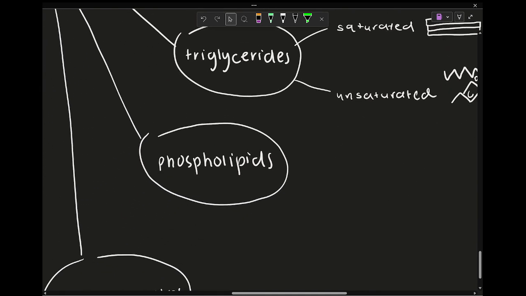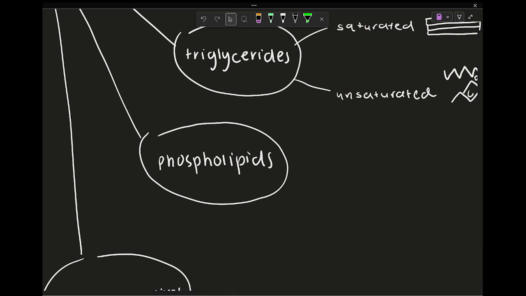Then we have phospholipids, which consist of 2 fatty acid chains, which are the nonpolar side, and then the phosphate group, which is the polar side, and it is attached to a glycerol backbone. This allows this type of lipid to be amphipathic, which basically means that it has a polar end and a nonpolar end. In that case, the nonpolar is the 2 fatty acids, and the polar is the phosphate head.